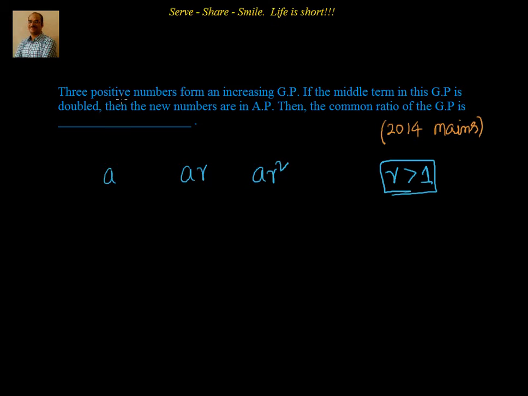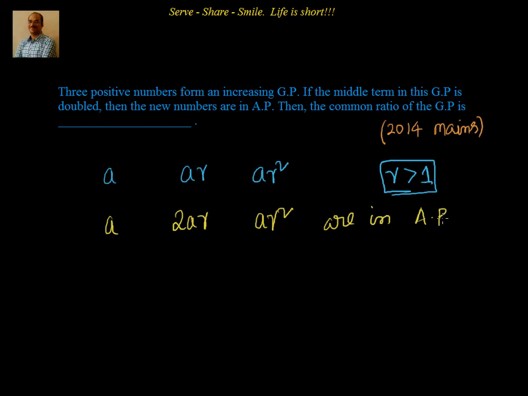If the middle term in this GP is doubled, what is the middle term here? AR. If it is doubled, then the new numbers are in arithmetic progression. That means A, 2AR, AR square are in arithmetic progression.